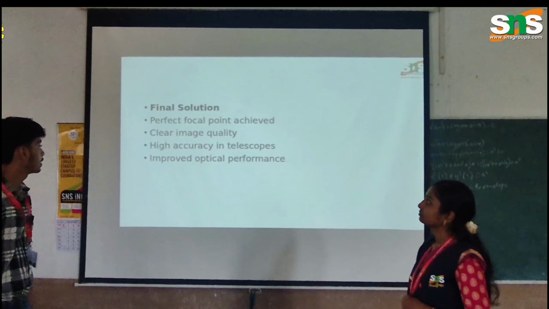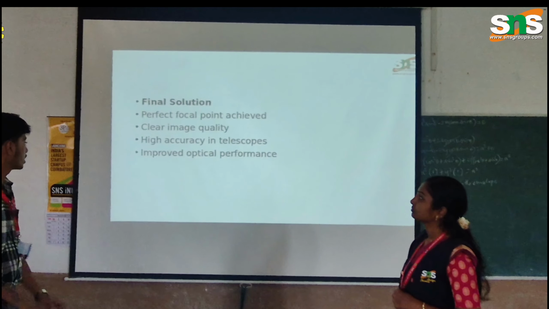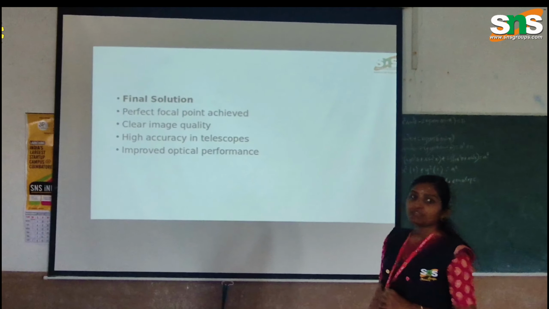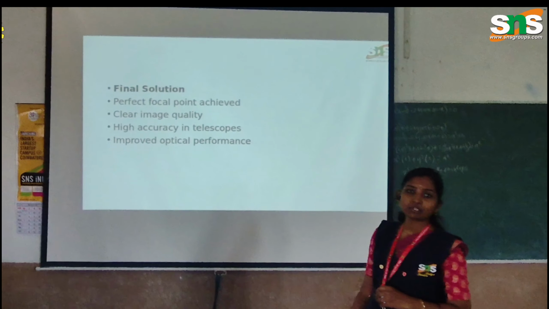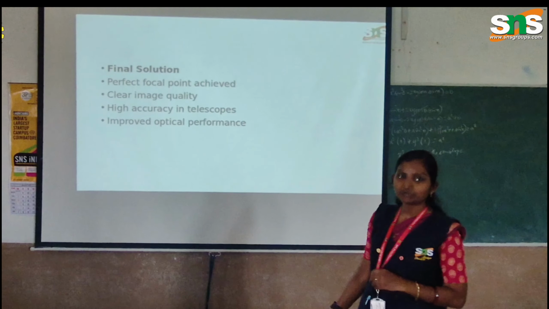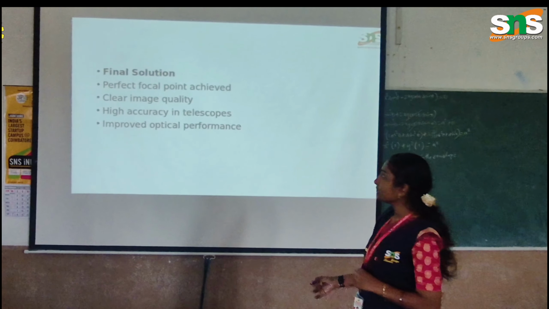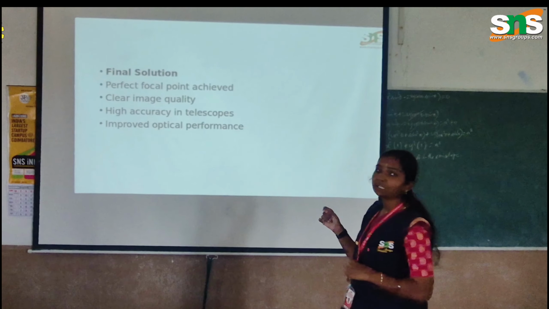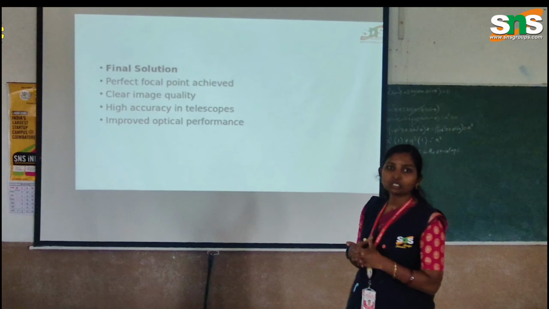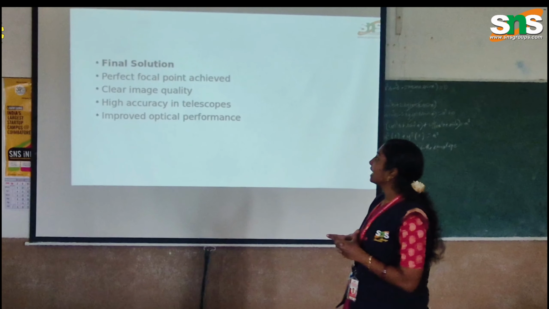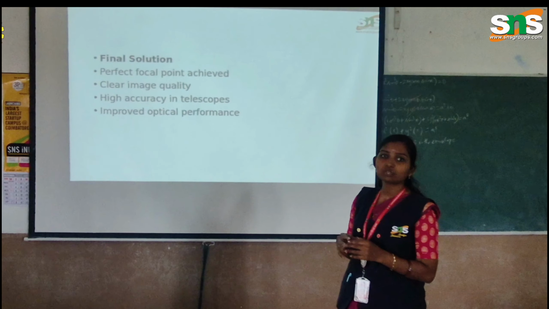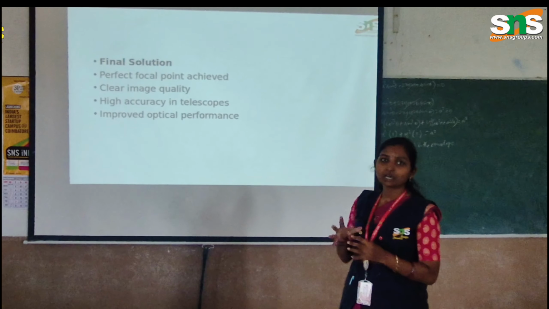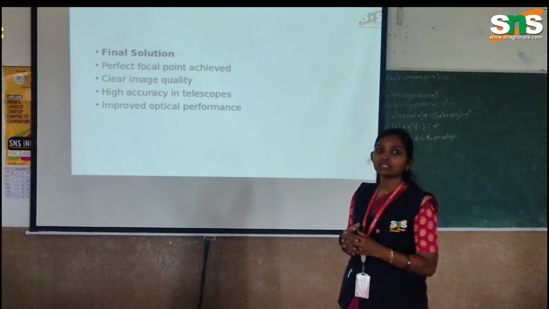Final solution: perfect focal point achieved, clear image quality, high accuracy in telescopes, improved optical performance. So this is the final solution we received in the parabolic mirror with the help of the evolute. What we have inferred is that we have got the perfect focal point achieved through the evolute concept and a clear image quality. Image quality is noticed to be much more precise, with high accuracy in telescopes, and improved optical performance in the telescopes, antennas or headlights, which we take as a system.